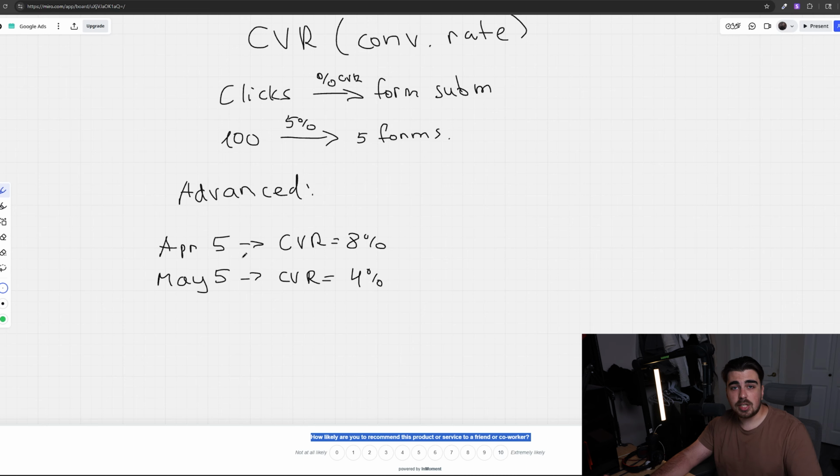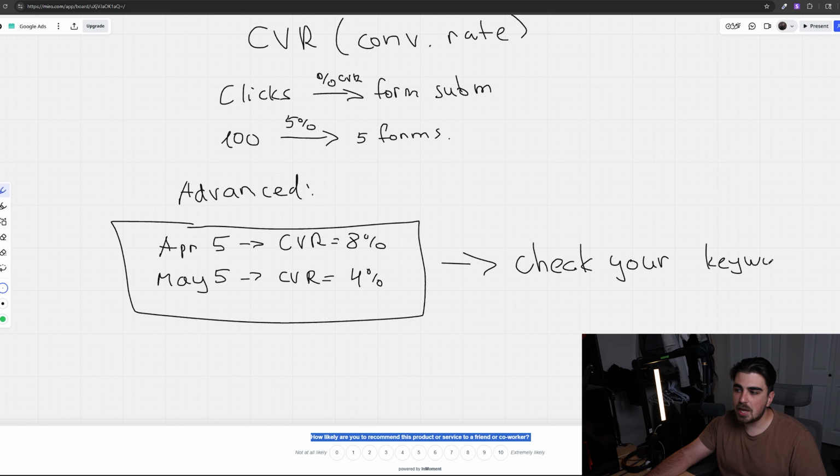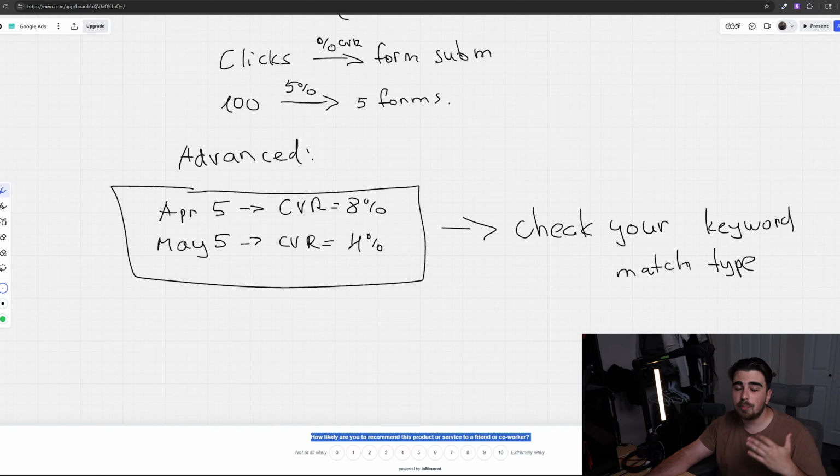And note, here you didn't touch anything, because conversion rate can vary by itself, but if it varies really differently and there is a sudden jump downward from 8 to 4%, it means that you guys are having an issue with keywords. So when this happens, the first thing you should do is check your keyword match type. You likely have a lot of broad keywords.